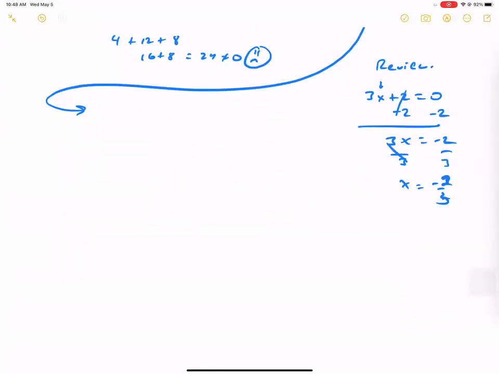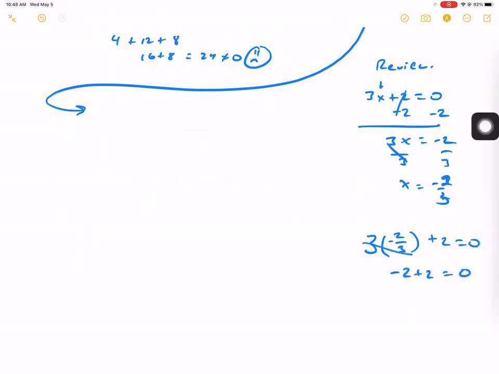If we want to double check it, would I have ever guessed that negative 2 over 3 would be my answer to make the problem go to 0? I would never have guessed that. The 3's divide out, negative 2 plus 2, that's 0. That's a winner.